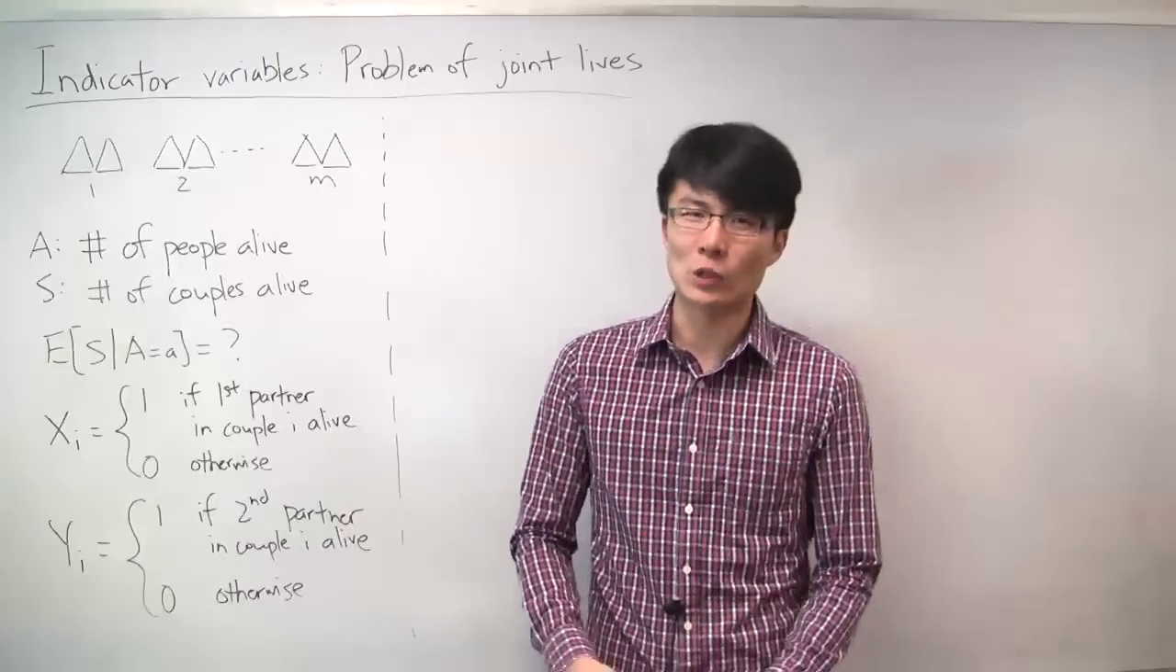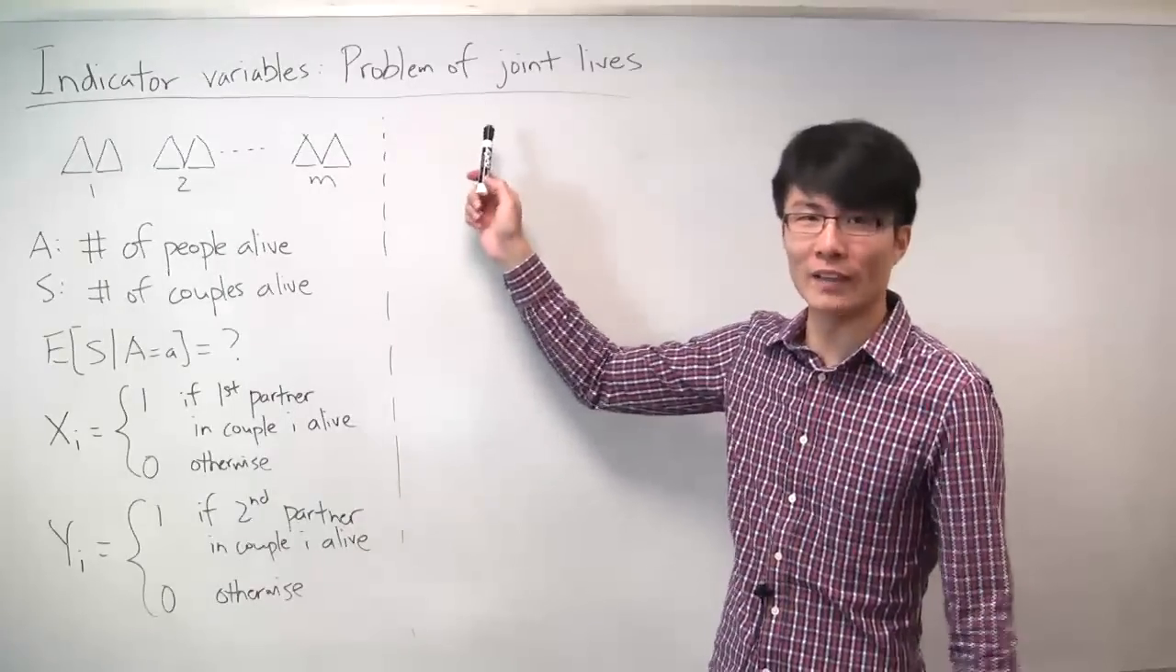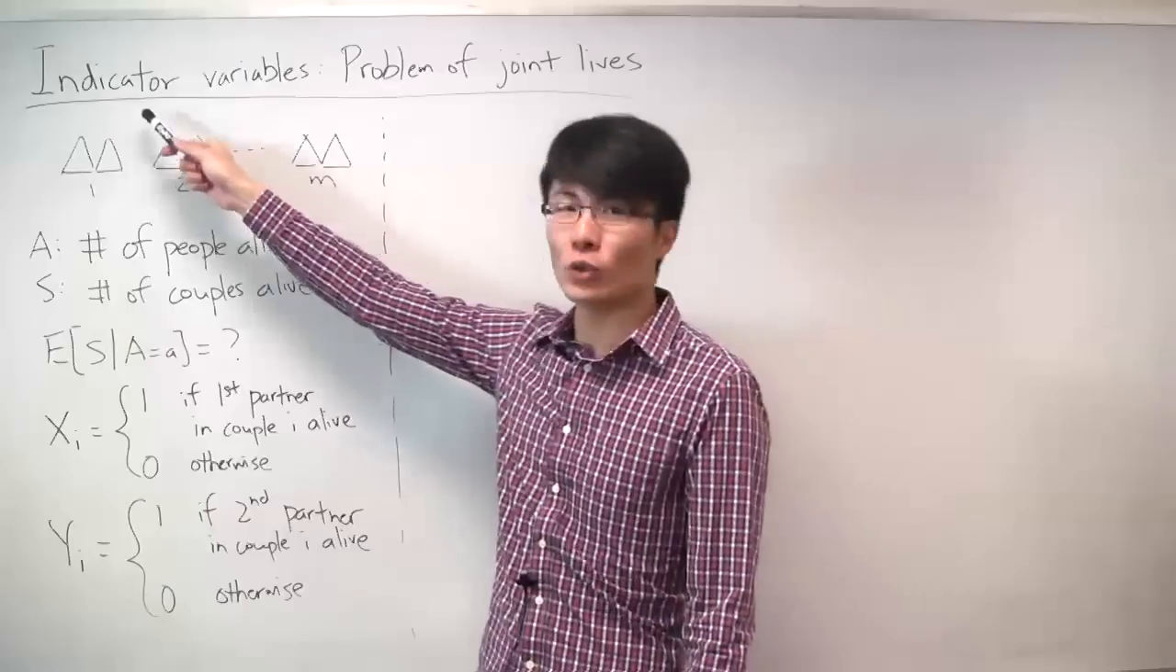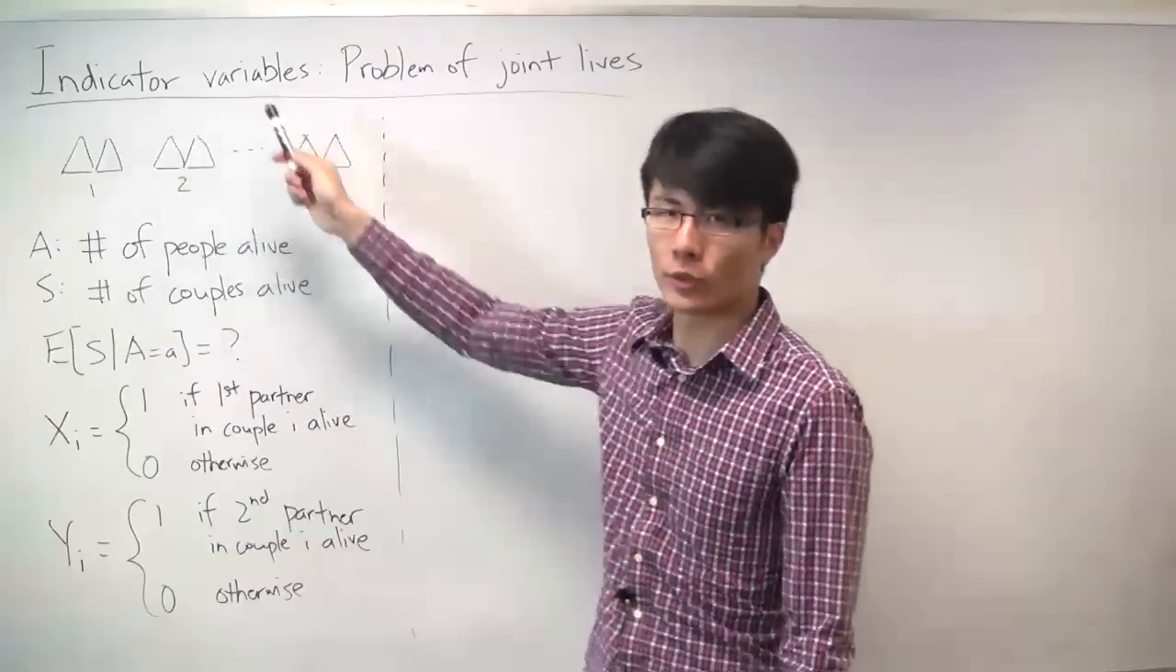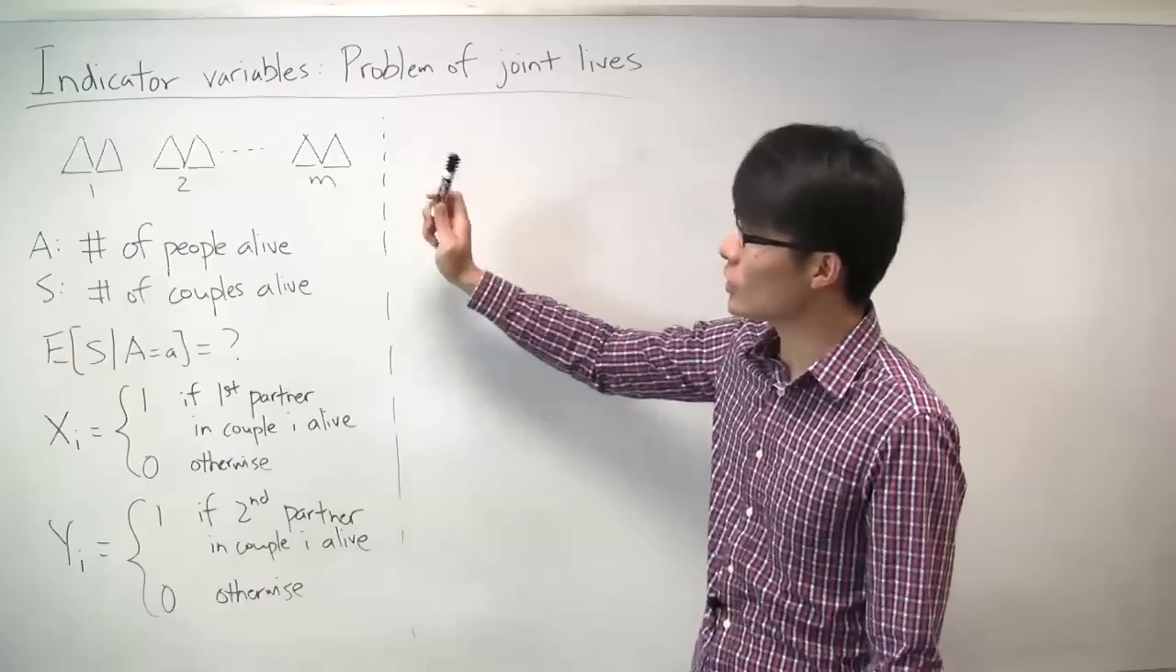Hi, in this session we'll be talking about the problem of joint lives, and through it we'll be introducing a useful tool called indicator variables. The problem of joint lives is the following.